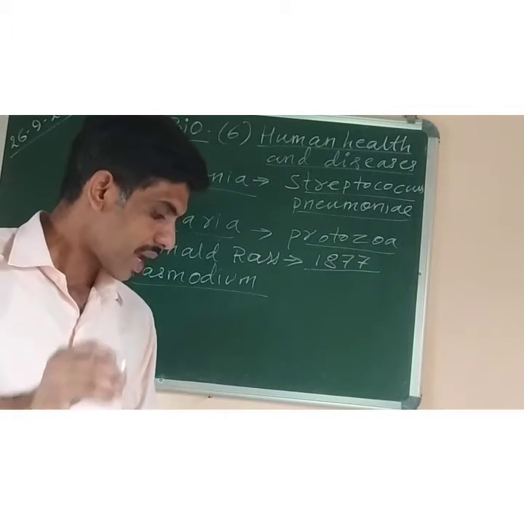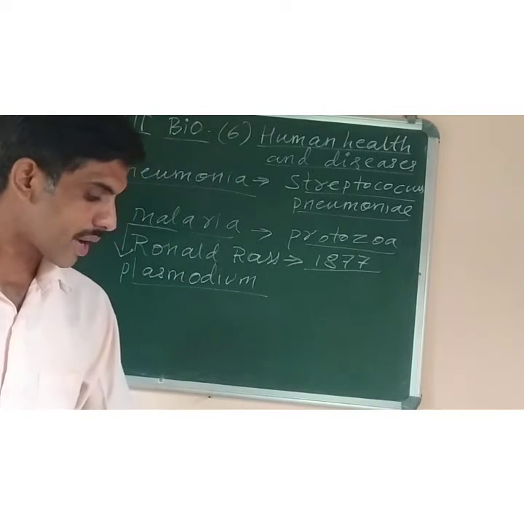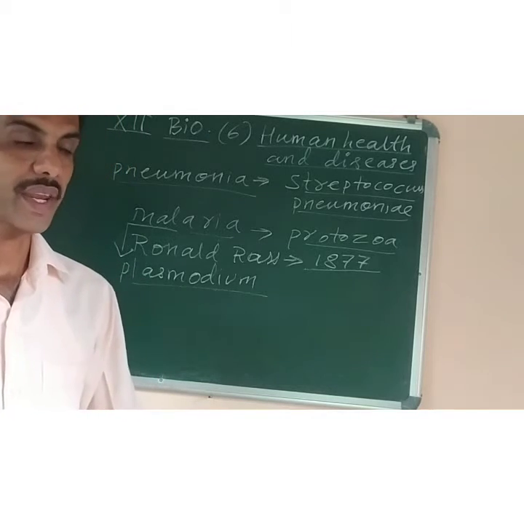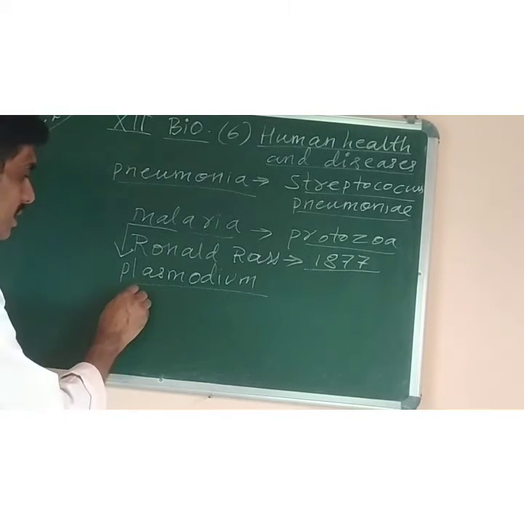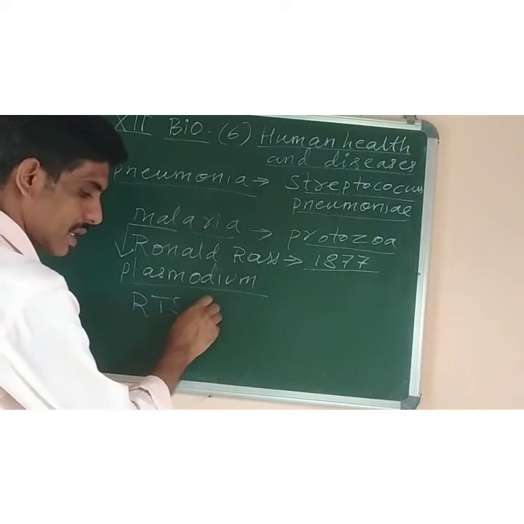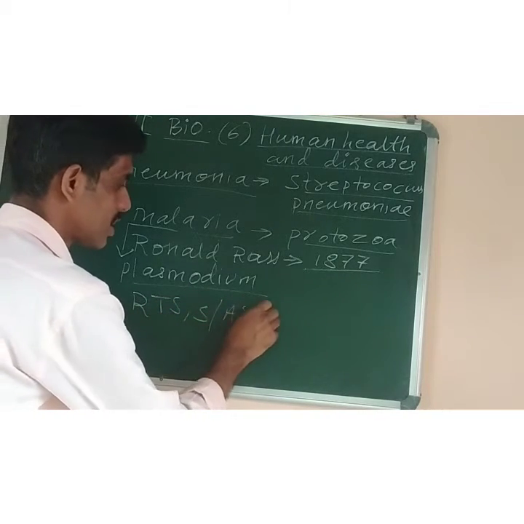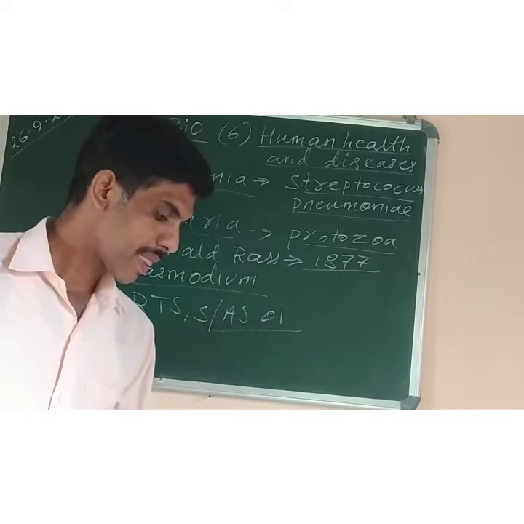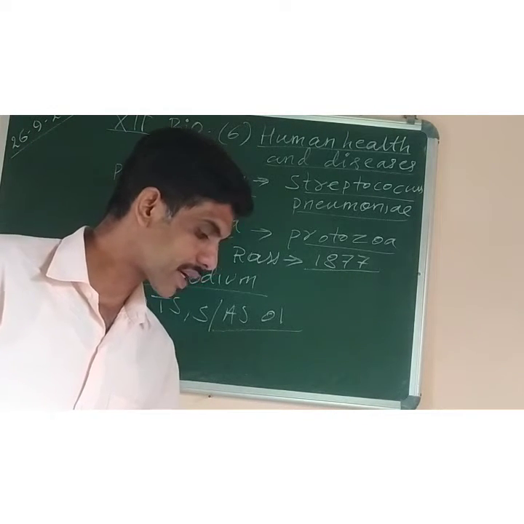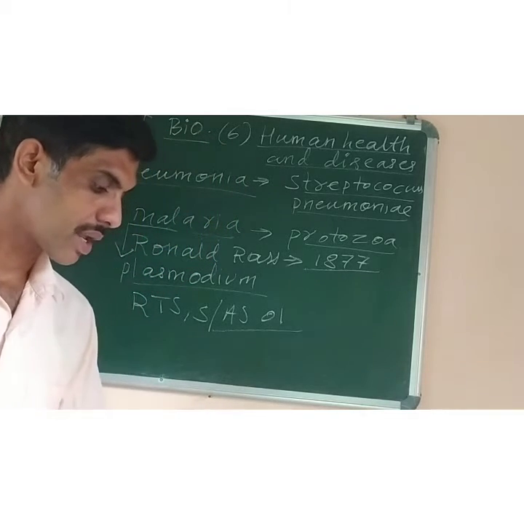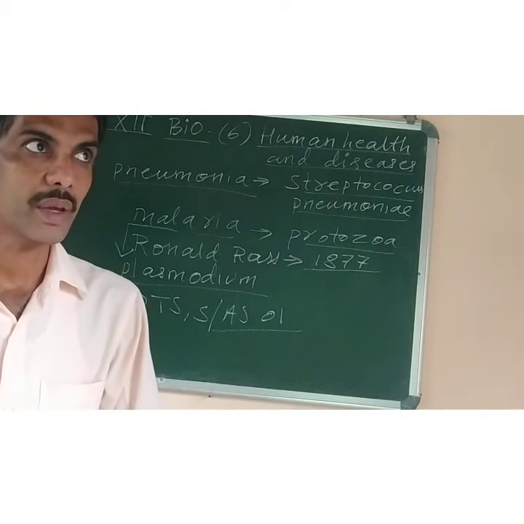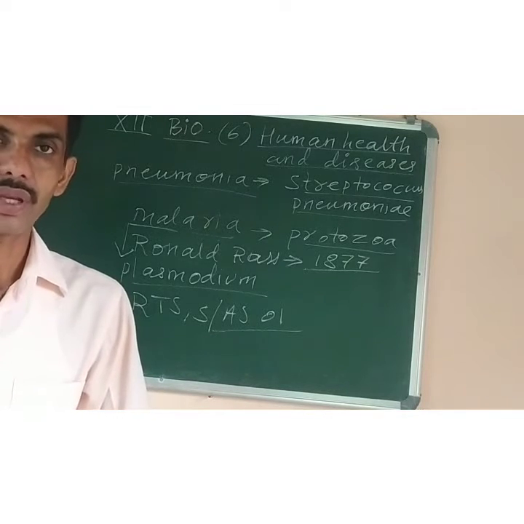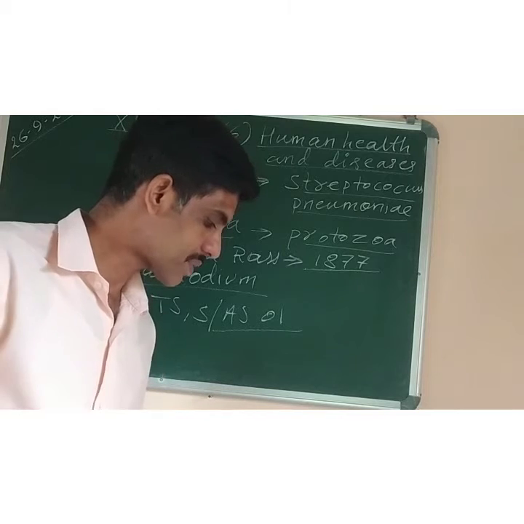RTS,S/AS01 is the first vaccination. The name of the vaccine which is developed against malaria is RTS,S/AS01. Now next we have to study after malaria. The graphic outline life cycle is also there, which I have already given I think to someone in the group, but still I will share with all of you that graphic outline life cycle, you can do it.